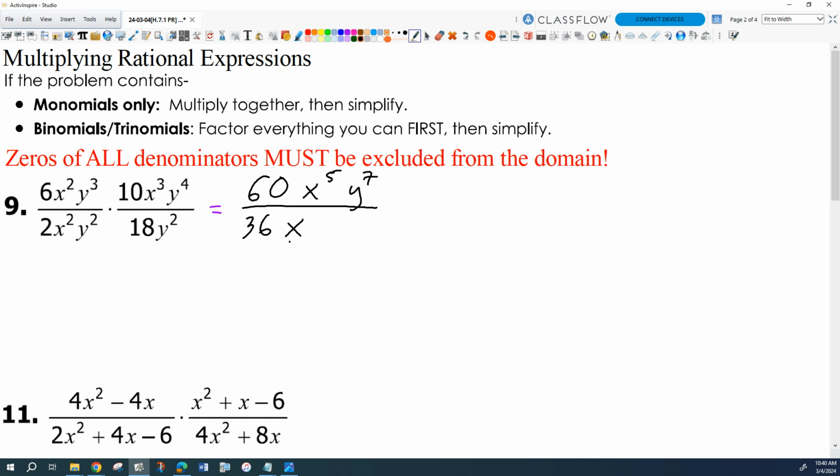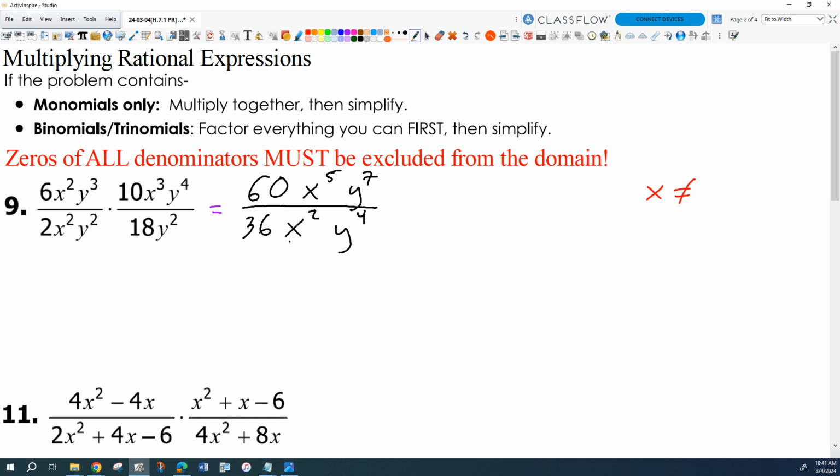On the bottom, I get 36, x squared, y to the 4th. Okay. So now it's factored, isn't it? I mean, there's nothing to do here. It is factored. The only factors I have that have variables in them are x to some power and y to some power. So then what values of variables do I have to exclude here?